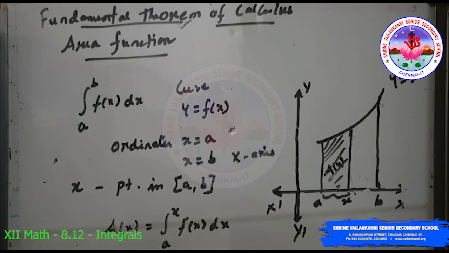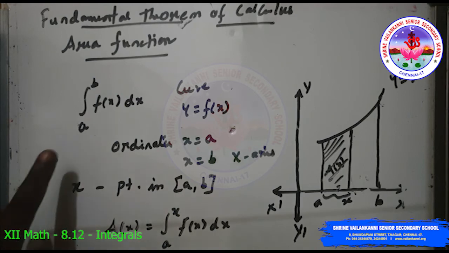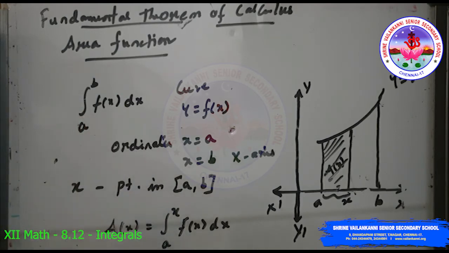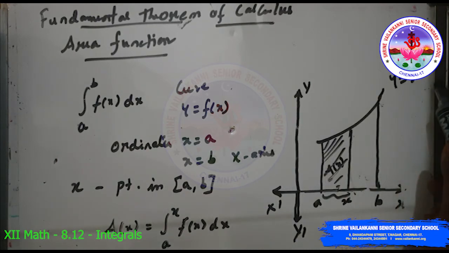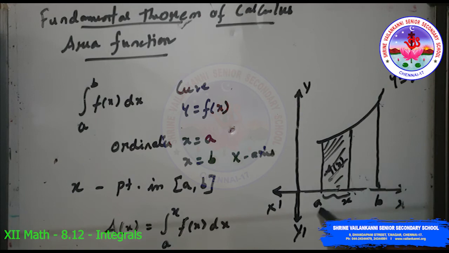Fundamental theorem of calculus. So area function, we have defined integral of a to b f of x dx as the area of the region which is bounded by the curve y equal to f of x, the ordinates x equal to a and x equal to b. So let x be any point in a closed interval a comma b. Then integral of a to x f of x dx represents the area of the shaded region.